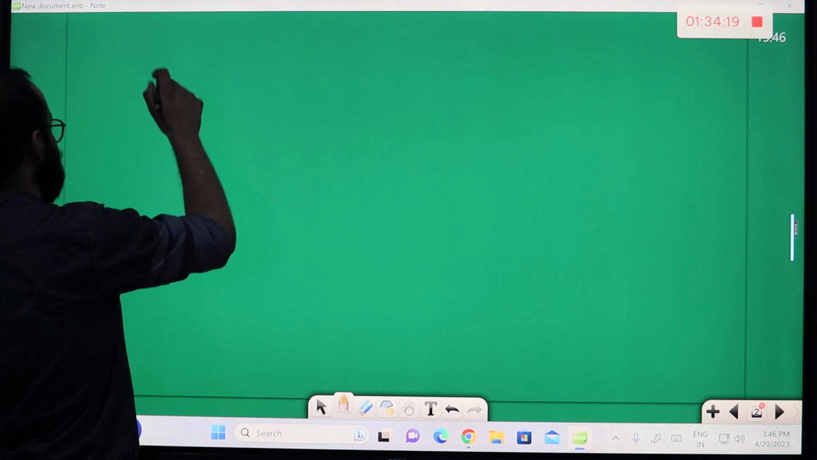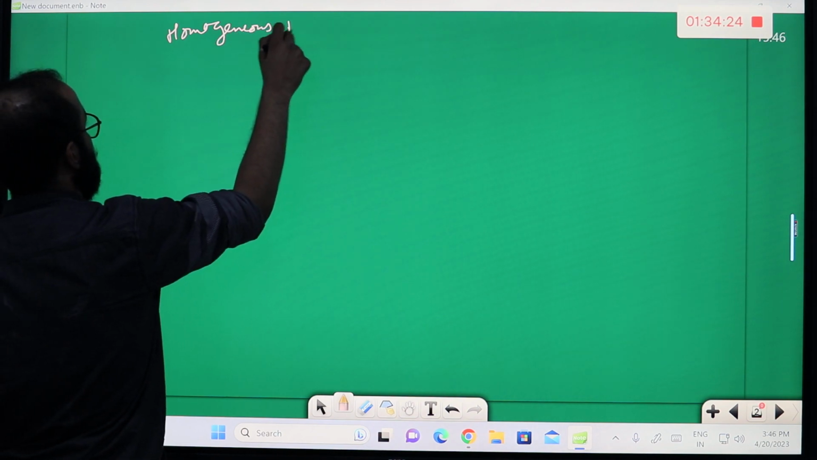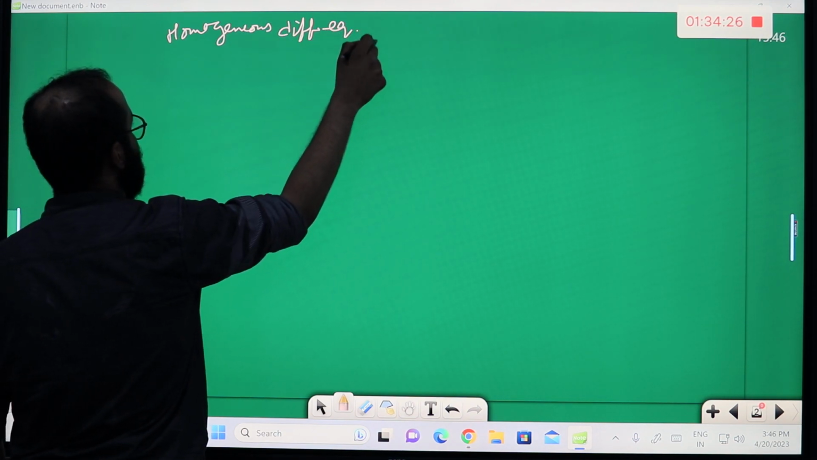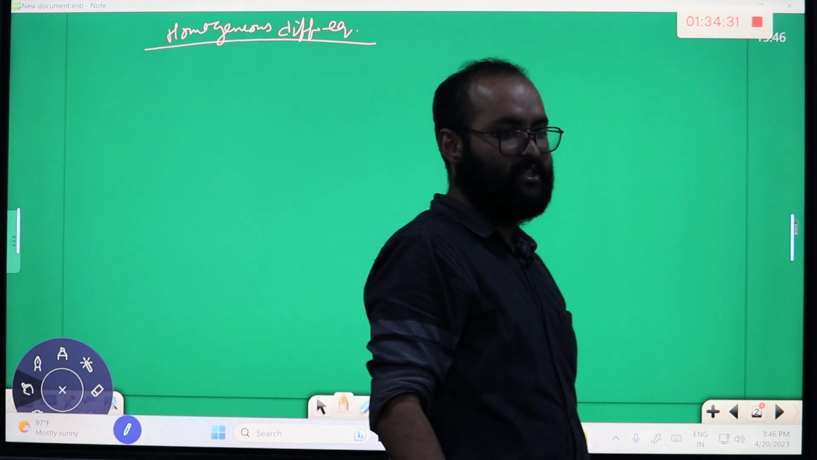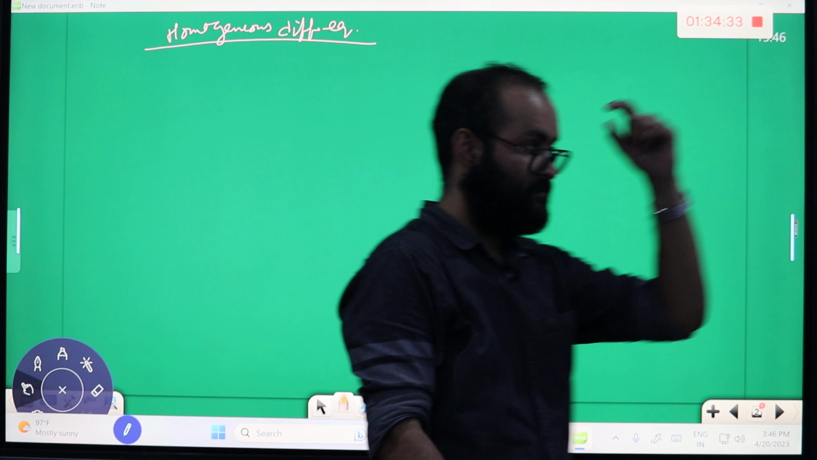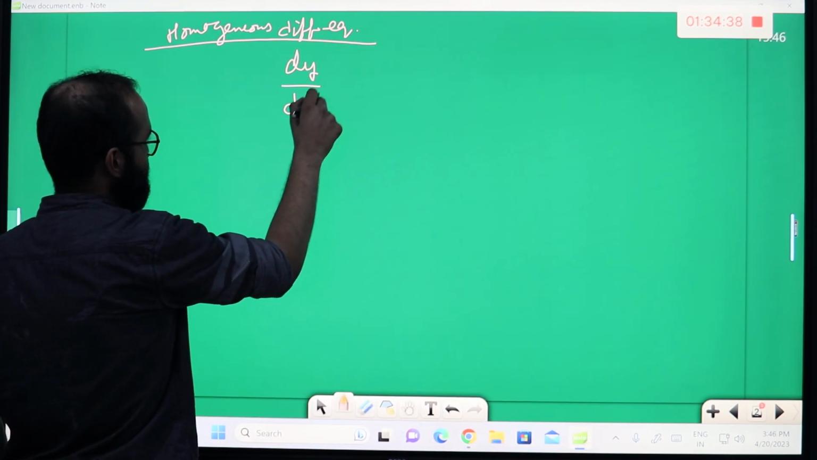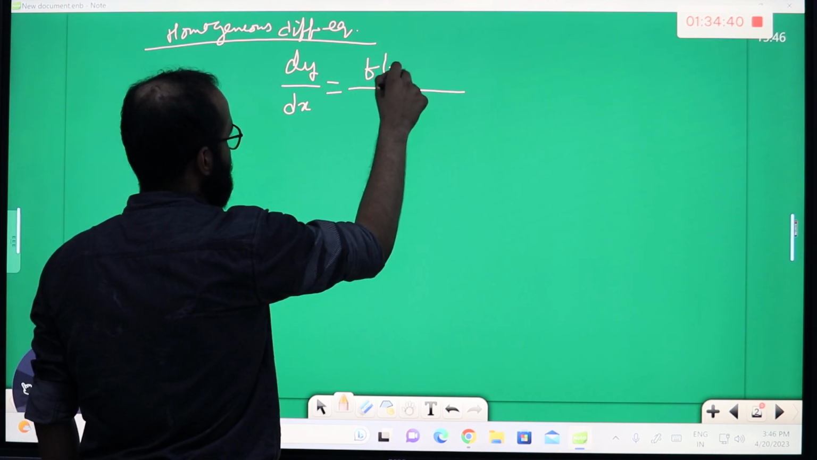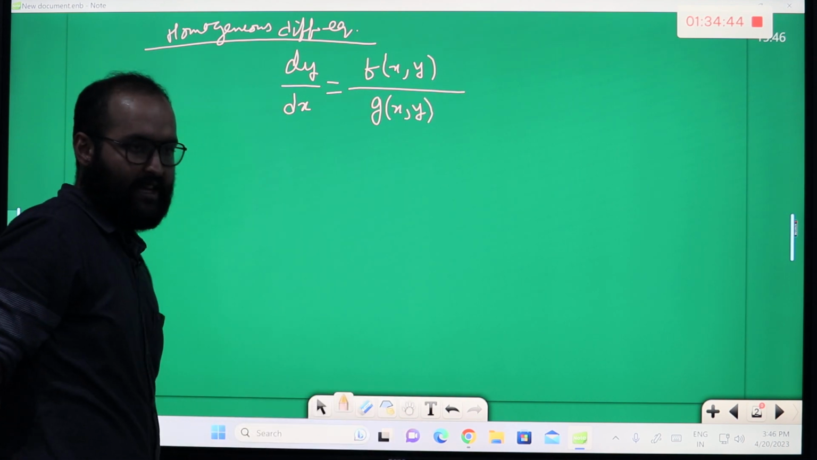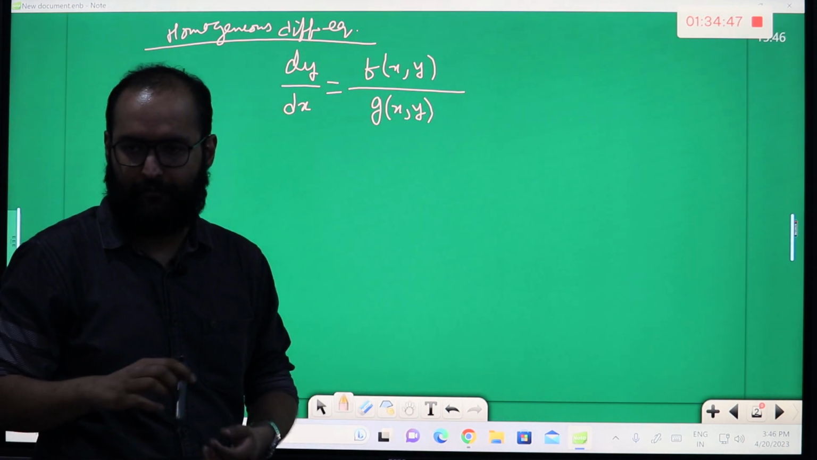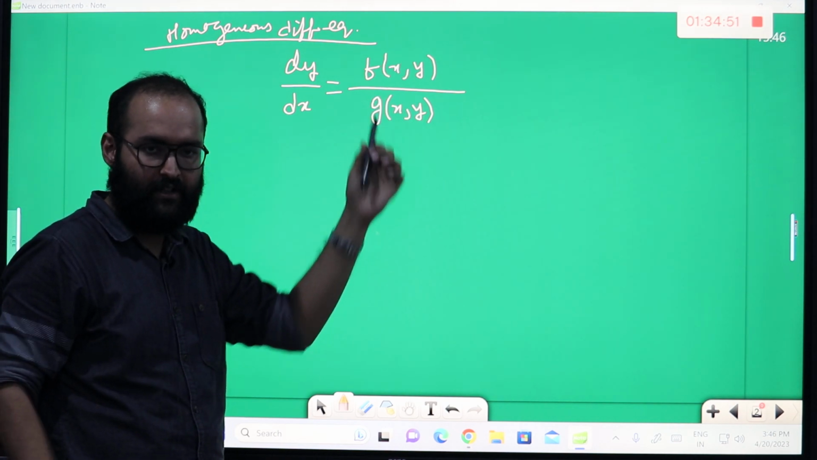Now we'll solve something called homogeneous differential equation. What do we mean by homogeneous differential equation? If you see an equation looking like this, differential equation, dy dx equal to f of xy by g of xy. Earlier in variable separable form, you saw that it has to be in this fraction form. Yes or no?